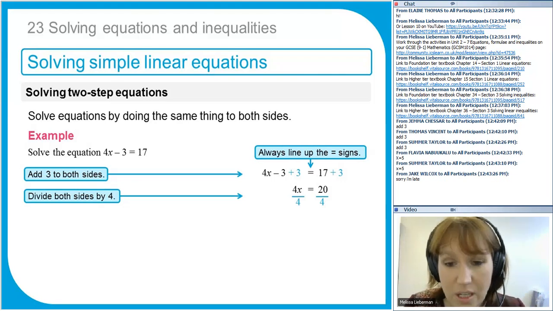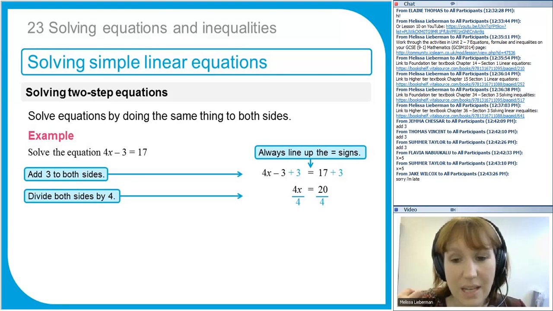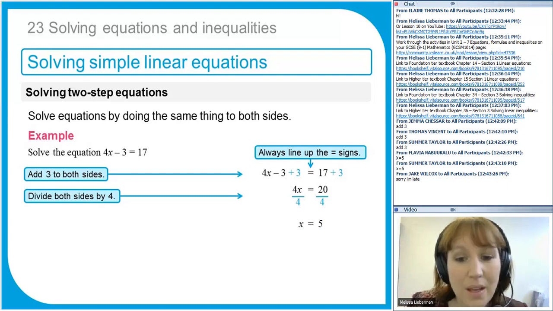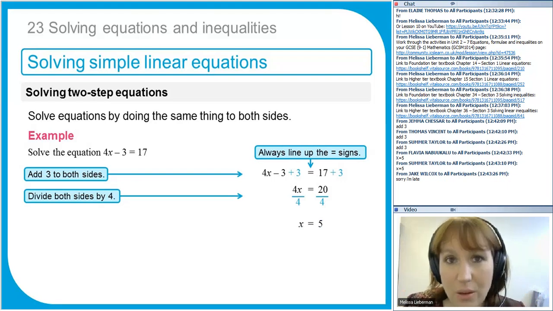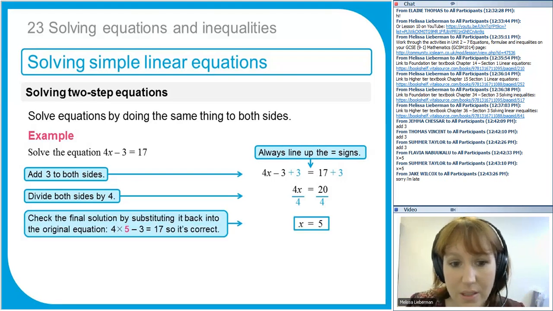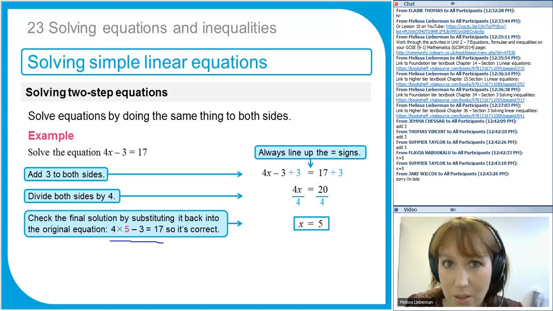So divide both sides by 4. 4x divided by 4 is just x. And then 20 divided by 4 is 5. So there, nice easy one to get us started, x equals 5. And then check that that works. So go back to your original equation, check that 4 times 5 is 20, take away 3 is 17. So it does work, it gives me the number that I started with. So it's always a good idea to check that that answer gives you the right solution in the original equation.